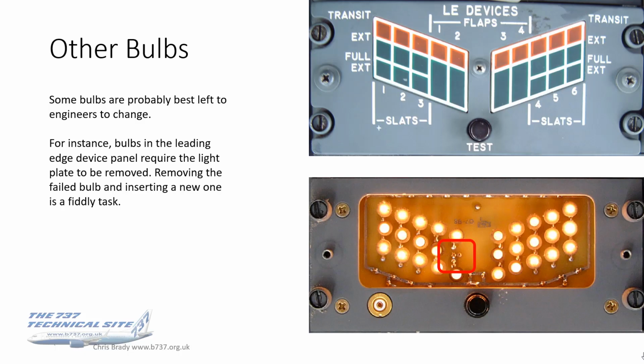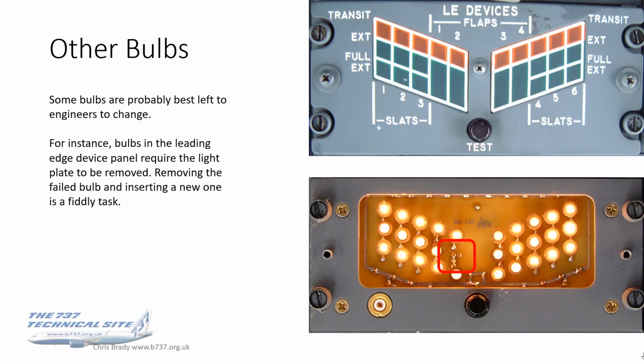Things like this, the LED devices, bulbs. To change these bulbs, you'd have to unscrew the light plate, and then you would have to get a fine pair of pliers to pull out these particular bulbs and replace them. I wouldn't go anywhere near that with a big stick. That's definitely one for the engineers.